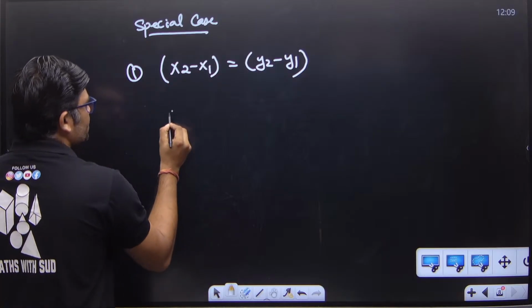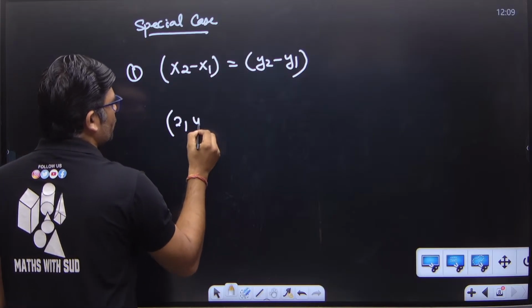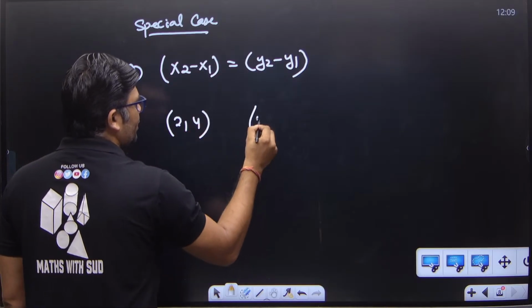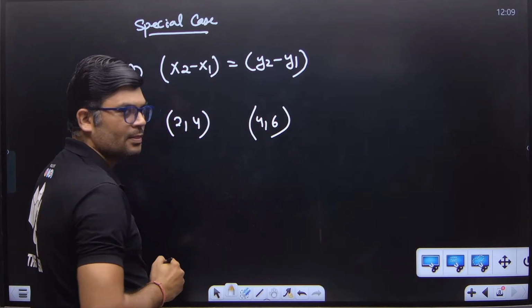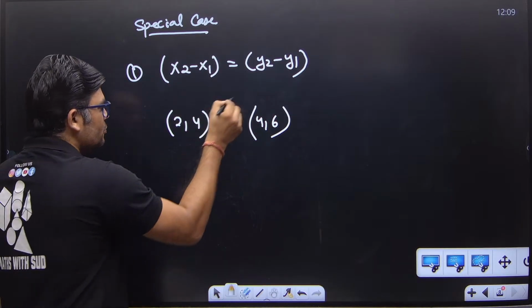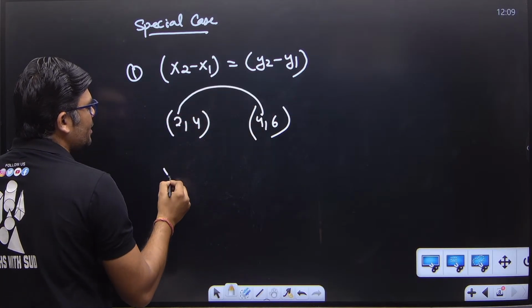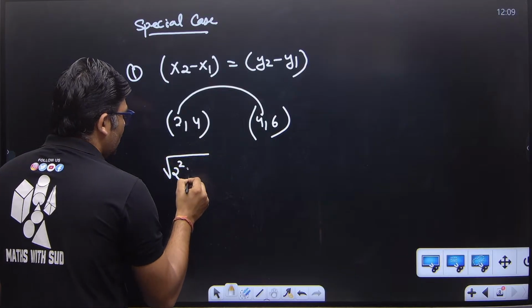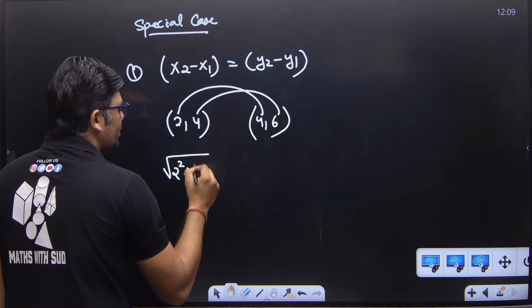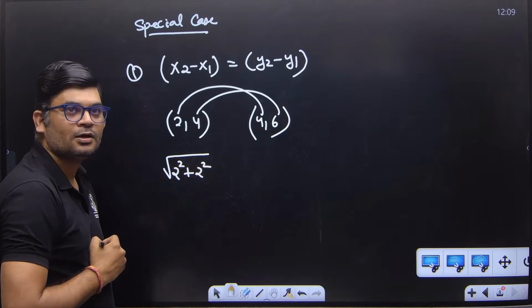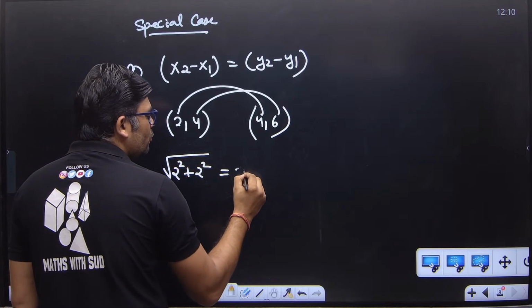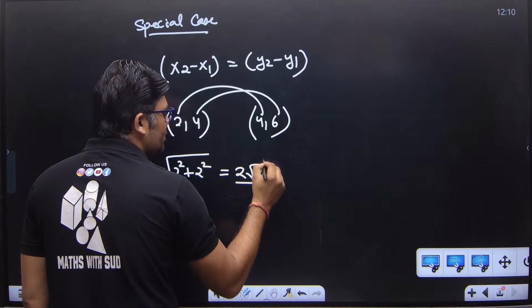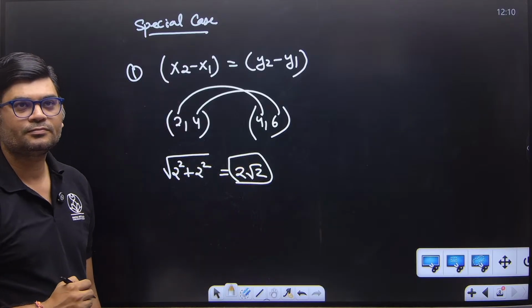So let us suppose that one of the points is 2 comma 4 and the other point is 4 comma 6. Okay. So can you see what is x2 minus x1? 2. What is y2 minus y1? It is also 2. So what will come outside? 2 will come outside and you will have root 2 inside. Are you getting this? Yes.